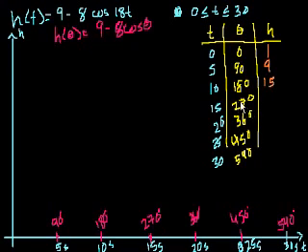Cosine of 270 degrees, we're pointing straight down. So the x-coordinate is going to be 0. So once again, we're at 9. All right, 9 minus 0.